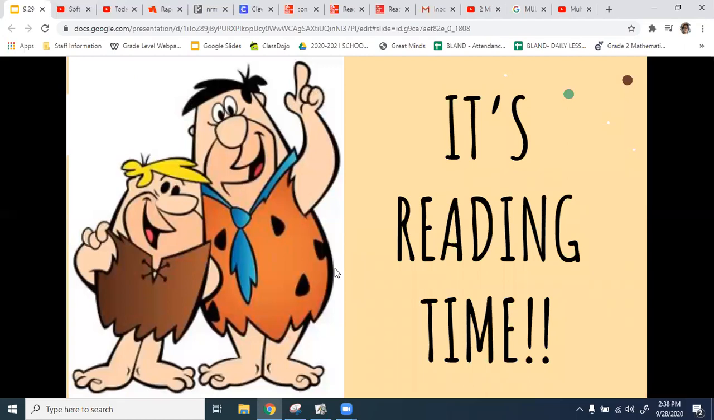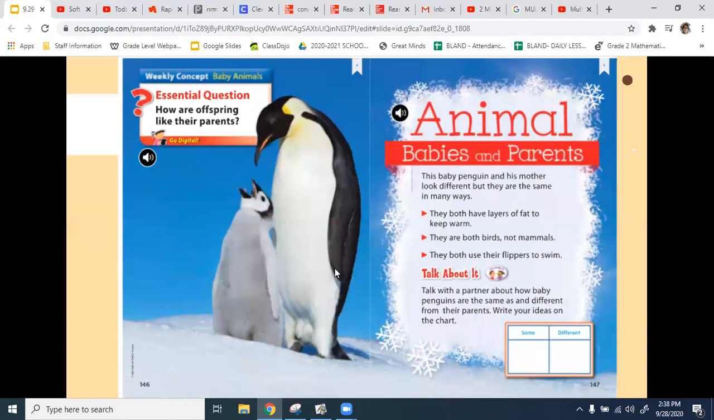It's reading time. Reading time is always so much fun. You know, we're skipping around a little bit in our book, so make sure you meet me on page 146. Moms and dads, we are not going in exact order, so have them meet me on page 146. When they get to page 146, make sure that they are there and ready to go. We're in unit 2, week 4. And our essential question says, how are offspring like their parents?